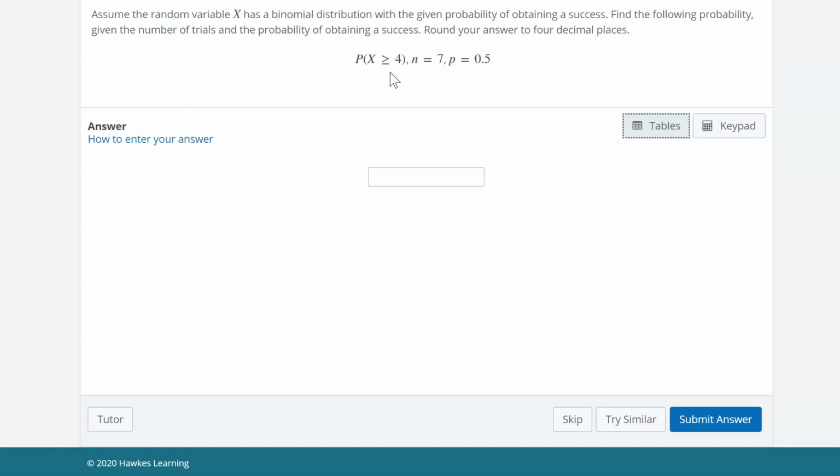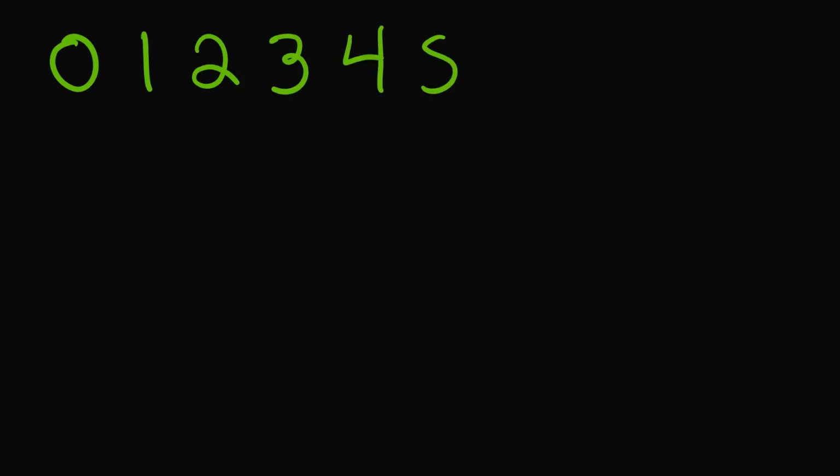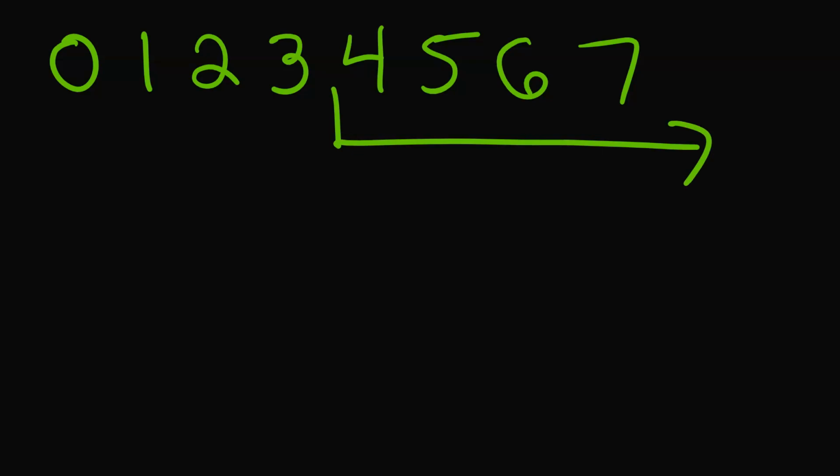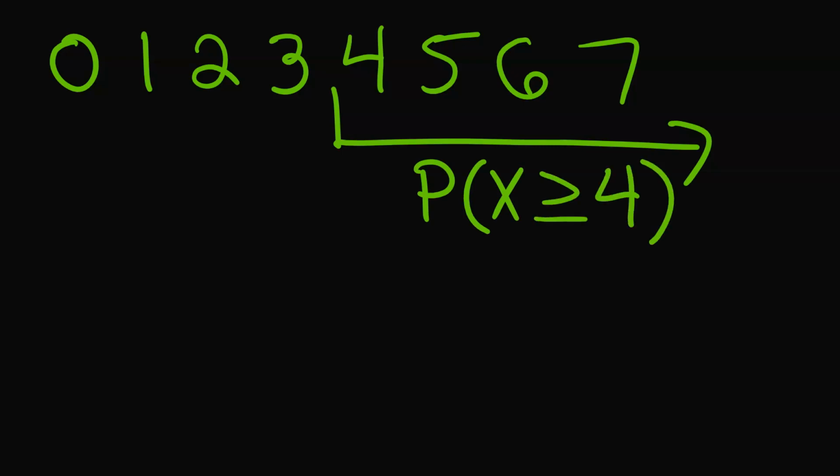So let's look at what's going on here. We have an n of 7, and we're looking for 4 or more successes. So if we list out the possibilities, we've got up to 7 successes, and we're looking for the case where we have 4 or more successes. In other words, we want the probability that x is greater than or equal to 4. We can't look that up directly in the table, but what we can do is think backward.